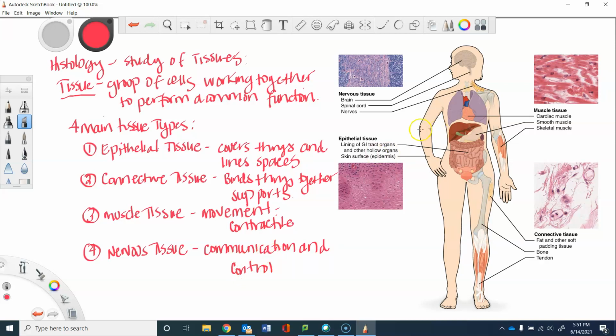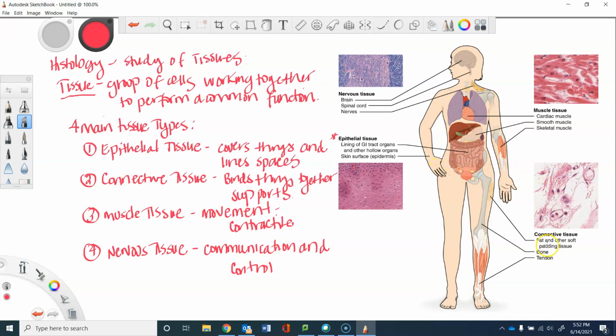So looking at this picture, you've got epithelial tissue here. Things like the lining of the digestive tract or GI tract organs, and other hollow organs, the lining of blood vessels, the lining of your respiratory tubes, all of those things are lined with epithelial tissue. The skin that you see and that you touch, that part of the skin is called the epidermis, and it is epithelial tissue.